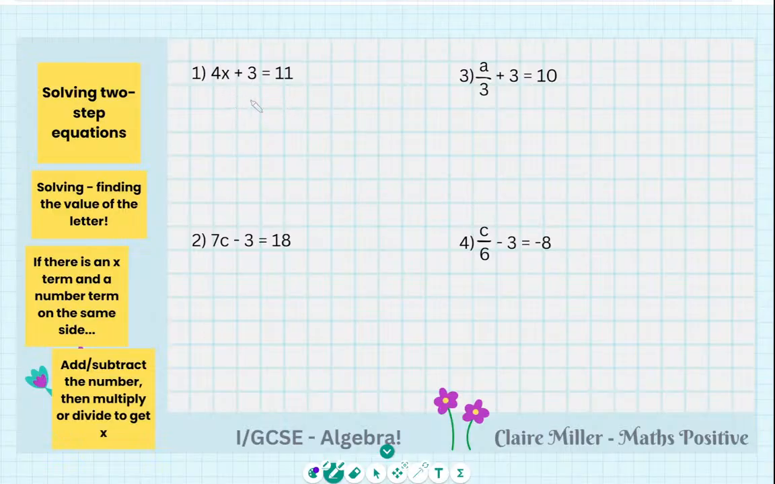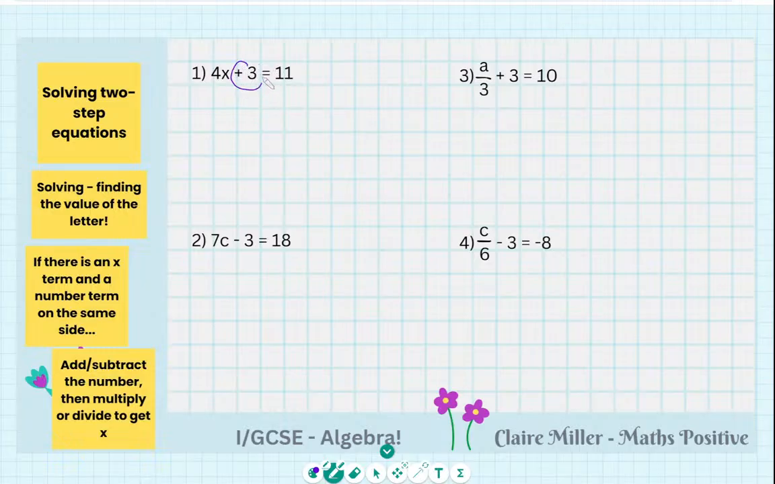So we're going to use something called the balance method, where we always do the same thing to both sides. And we're trying to get the x on its own. So solving is finding the value of the letter, and we try and get the letter on its own, because then whatever's on the other side of the equal sign is the value of it.